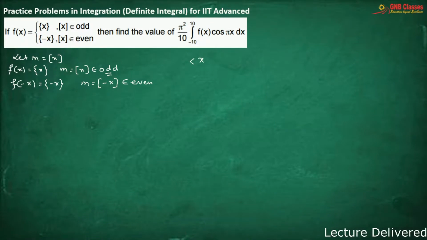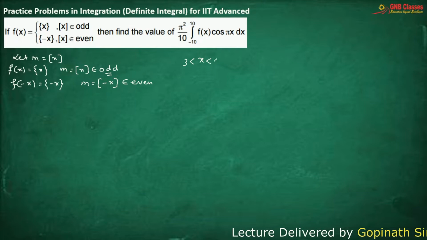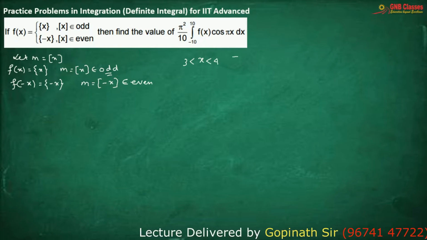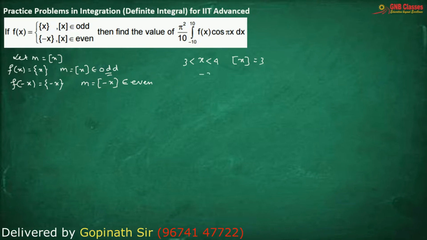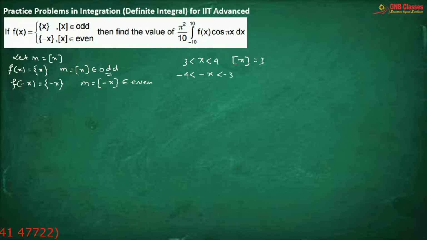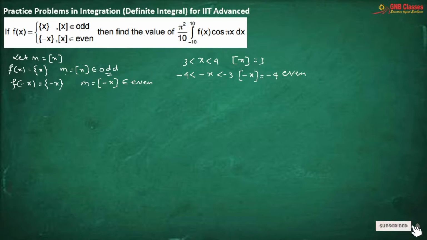Let us say x belongs to 3 to 4. Therefore the greatest integer of x is how much? It is 3. Now if I take minus x, then it will lie between minus 4 and minus 3. In that case, the greatest integer of minus x will become minus 4, which is an even integer. Is it clear? So when we assume that m is an odd integer, we get the greatest integer of minus x as an even integer.